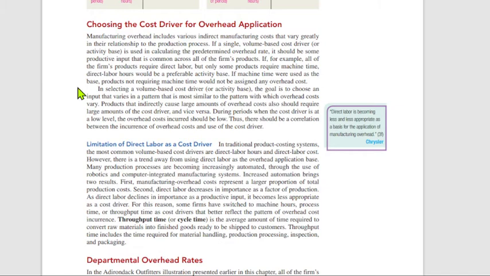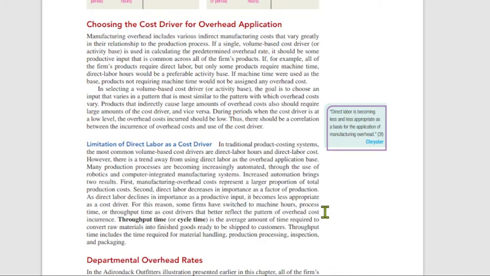So, ang ibig sabihin yan, dapat gumamit na tayo ng mga driver that would really reflect our operations, yung nakakasabay yung driver doon sa mismong pag-accumulate natin ng cost. For example, when the system is automated, ang gamitin natin ay yung machine hours rather than labor hours. Pwedeng gumamit tayo ng, binabanggit dyan, the throughput time. For this reason, some firms have switched to machine hours, process time, or throughput time as cost drivers.